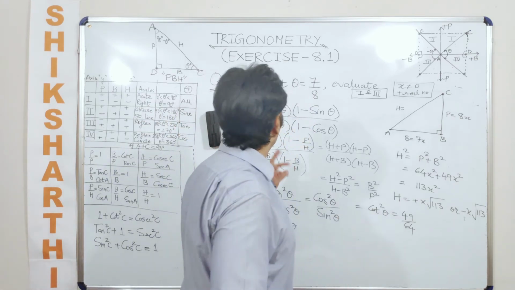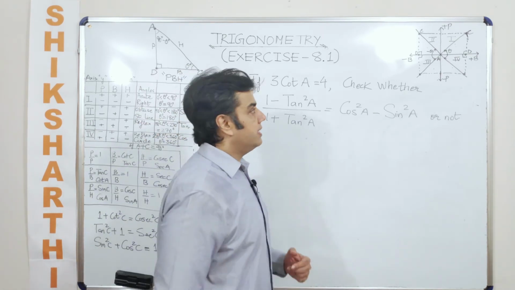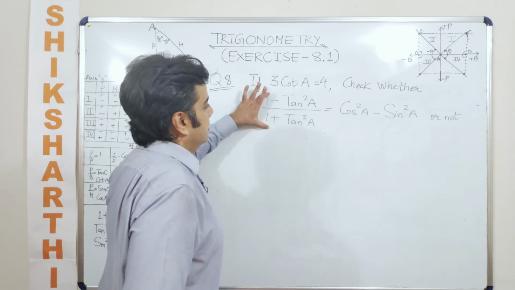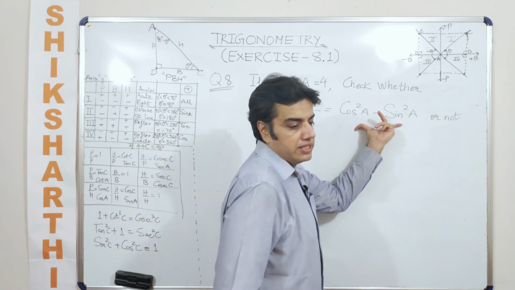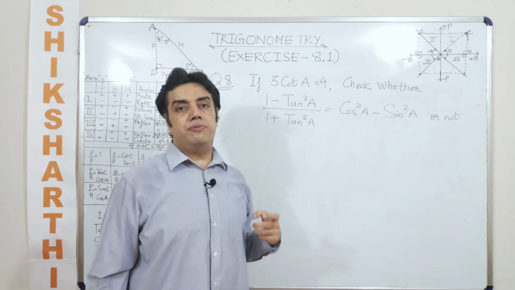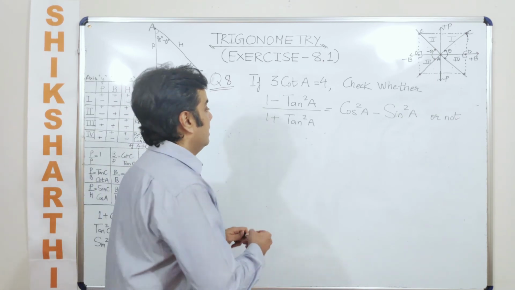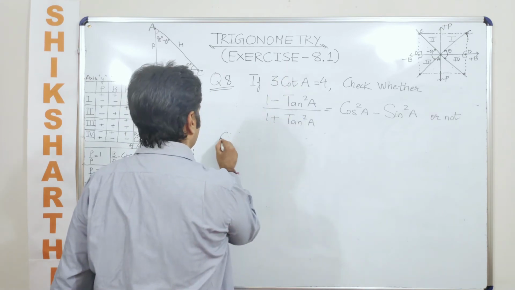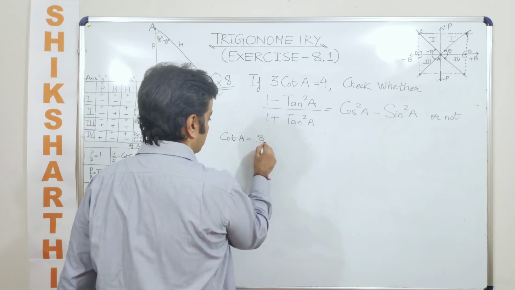Right? Let's move on to the last question, which is question number 8. Question number 8 says, if 3 cot A is equal to 4, then you need to check whether this expression is equal to this or not, let's say cos square A minus sin square A. Again, there are many ways of attempting this, but first I would use simply the concept of PBH. That means I may not use this piece of information, and I know that cot A is basically what? Base upon perpendicular.